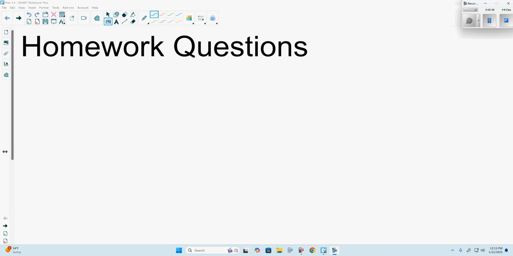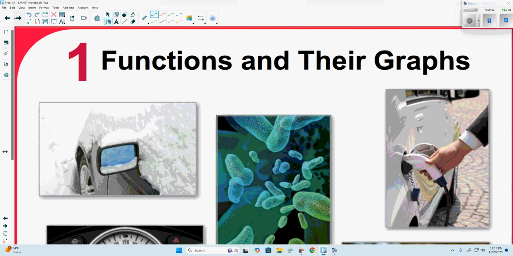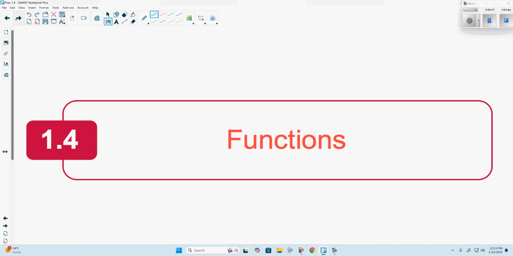So far we've had 1.1, 1.2, and 1.3. And what we're looking at today is 1.4. 1.4 is functions.